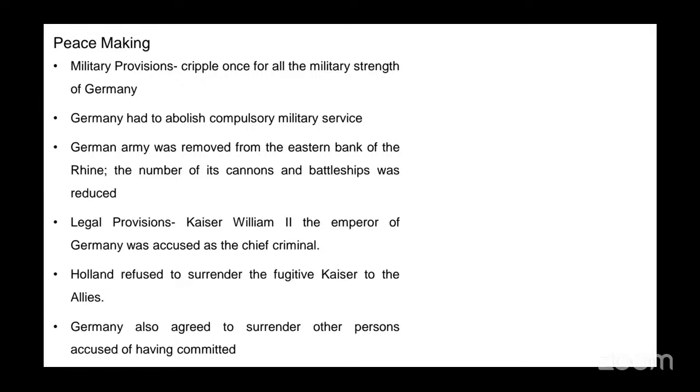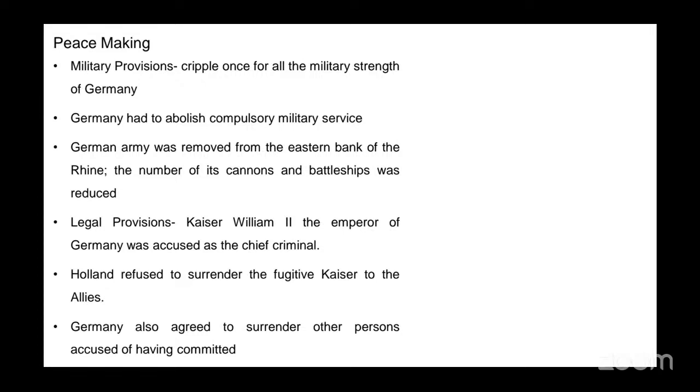Then Germany was also removed from the eastern bank of the Rhine, and cannons and battleships were reduced. So in a way, it's like decommissioning all the military assets, all the standing armies, the cannons or the battleships, whatever were the pride of Germany during the World War. So all these things were taken back. That is a military provision in the Treaty of Versailles.